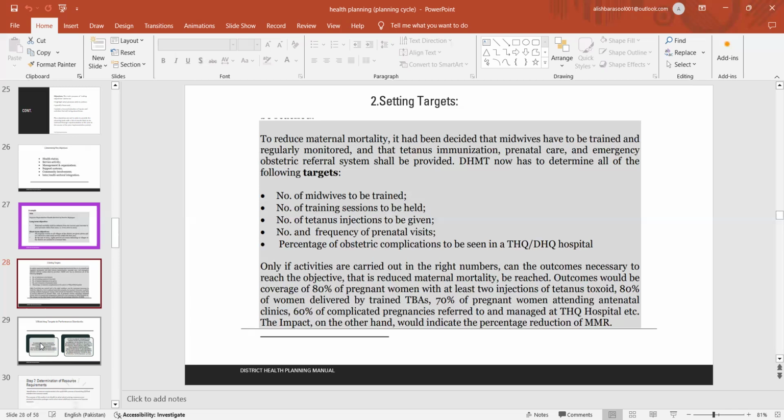Outcomes would be coverage of 80% of pregnant women with at least 2 injections of tetanus toxoid, 80% of women delivered by trained birth attendants, 70% of the women attending the antenatal care clinics, 66% of the complicated pregnancies referred to and managed at the THQ hospital. The impact, on the other hand, would indicate the percentage reduction of the maternal mortality rate.